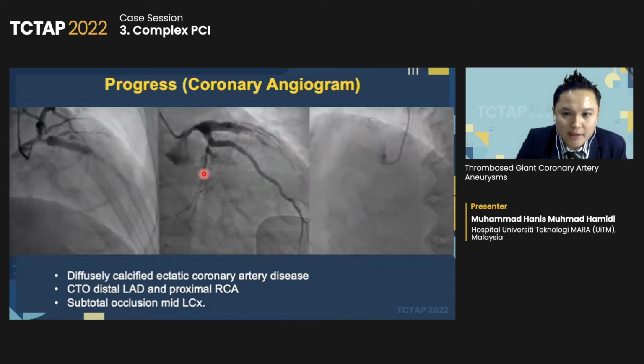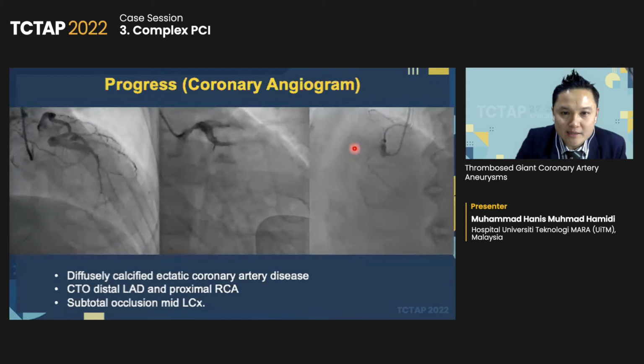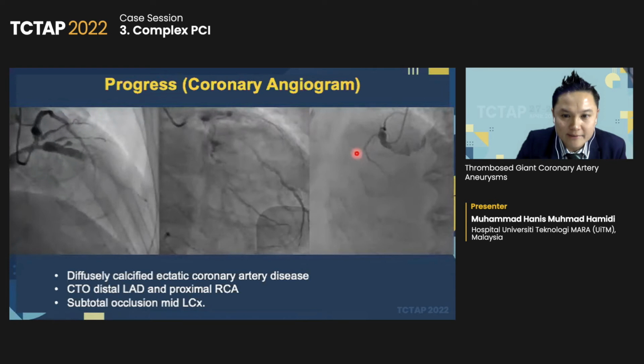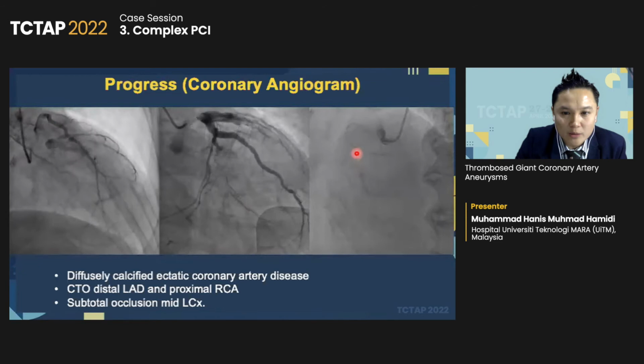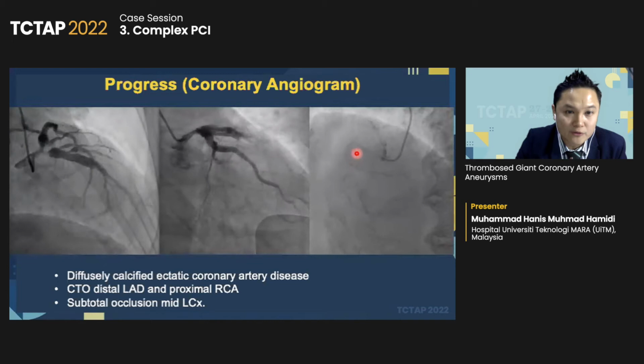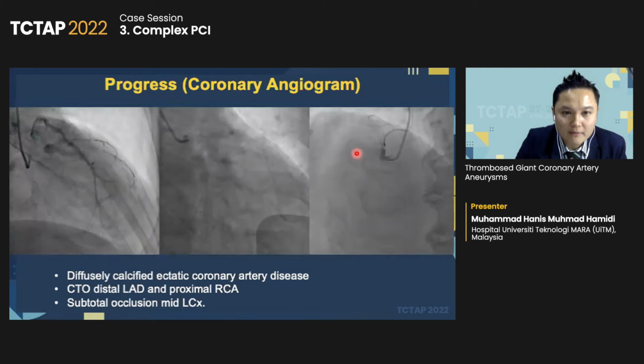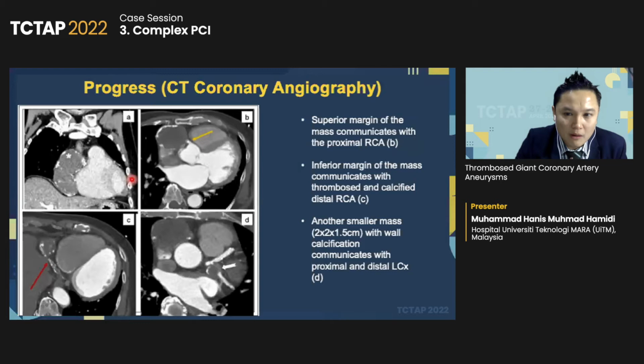The third image, however, showed a severely calcified ectatic proximal RCA with CTO at the proximal RCA. As there is no flow at all from the proximal RCA, there is still limited evidence to establish the diagnosis of RCA aneurysm for the right AV groove tubular mass. Therefore, we proceeded with a CT cardiac. CT cardiac triple rule-out protocol was performed subsequently.